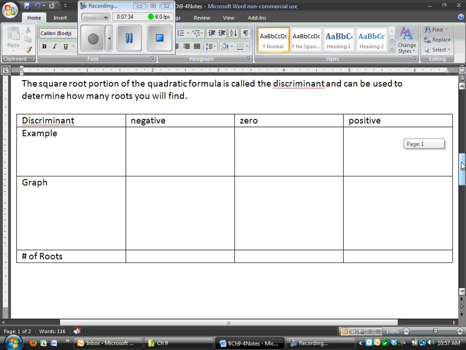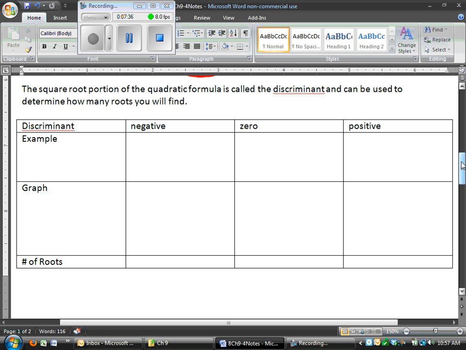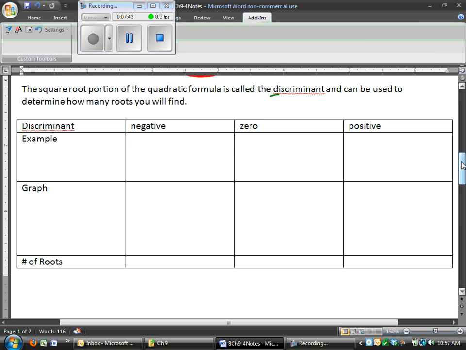So let's move on here a little bit. Okay, we were talking about the square root portion right there. That portion of the square root is called the discriminant. Okay? The discriminant. And that's the square root of b squared minus 4ac. That's the discriminant. Okay? And you can use that to determine how many answers, how many roots, how many zeros each problem is going to have.